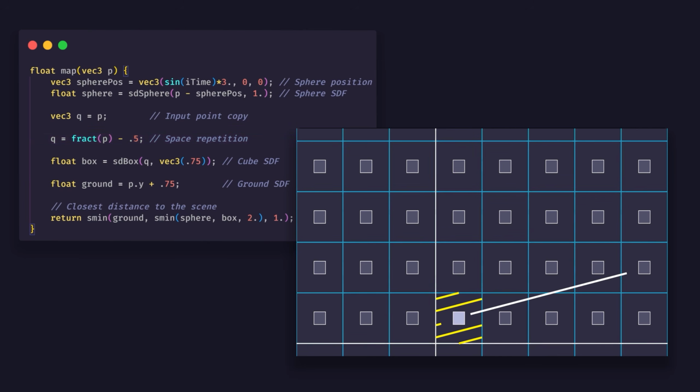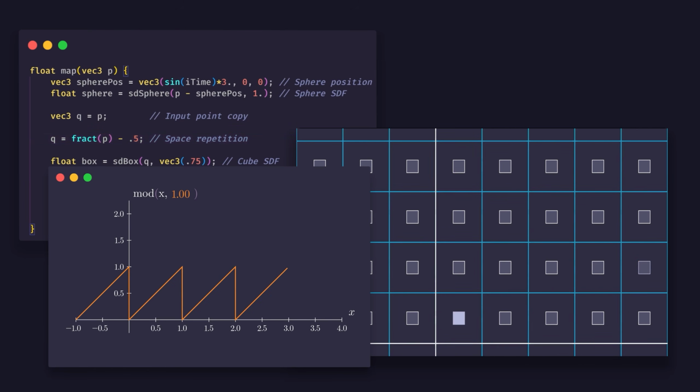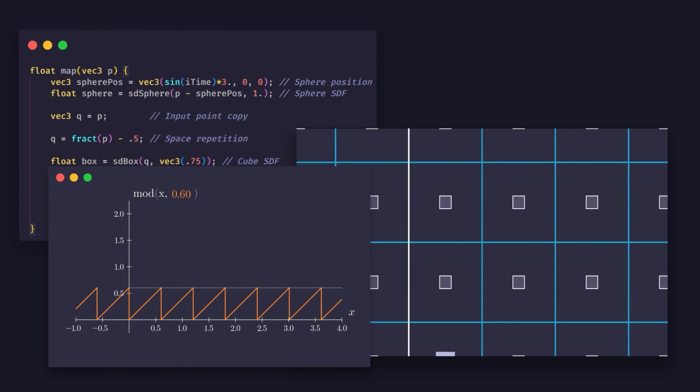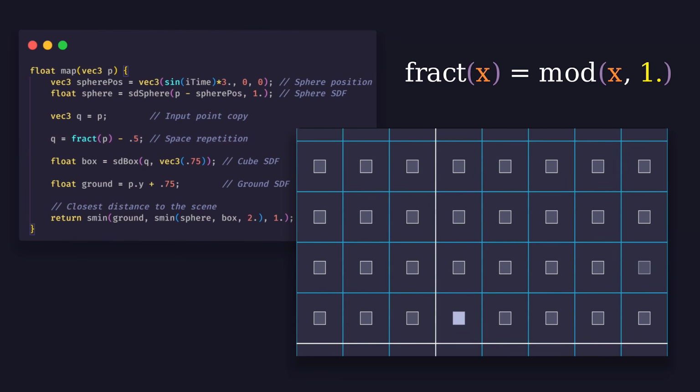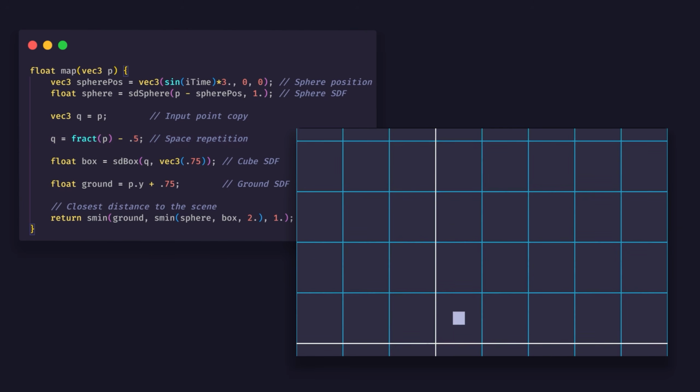To achieve more granular control, it's possible to use the mod function instead, which takes an additional parameter that can be used to control the spacing between each repetition, fract being a special case of the mod function. Note that the current visualization is missing an important step as the cube is originally located at 0, while the center of repetition is located at 0.5.